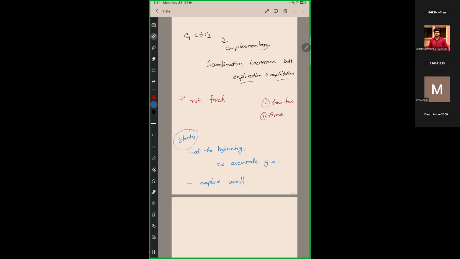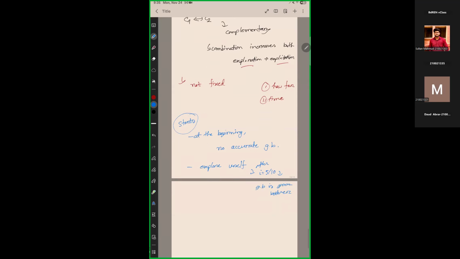When you keep exploring, after iteration equals 5 or 10, the global best that you are getting is going to be good. Do you understand me? After i equals 5, the global best is going to be better. Yes, sir.